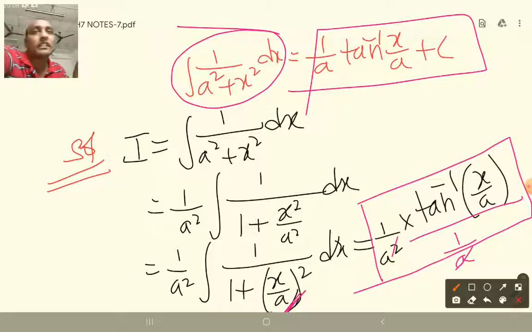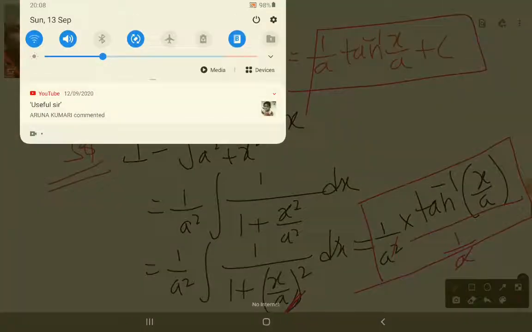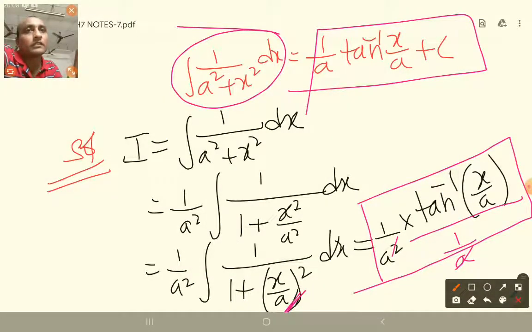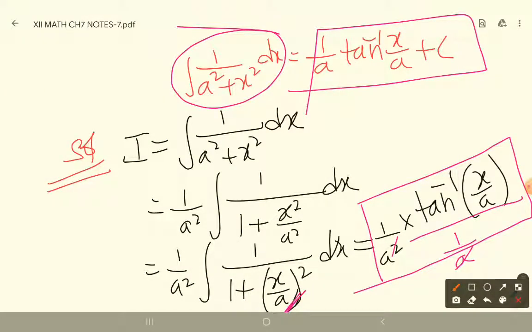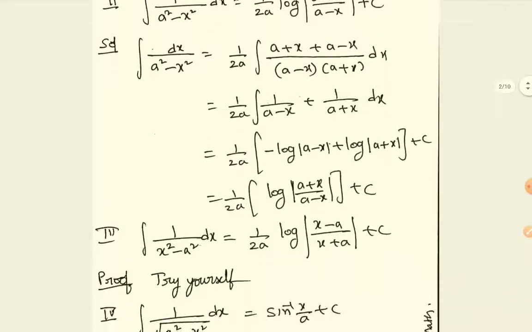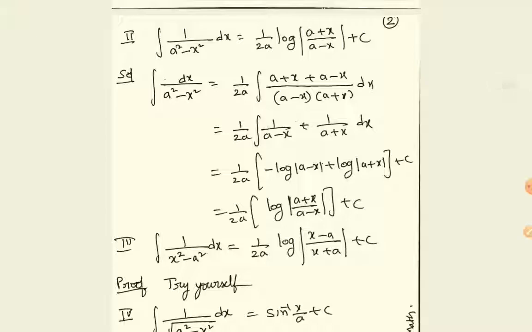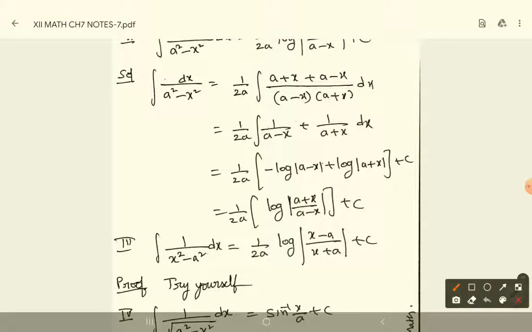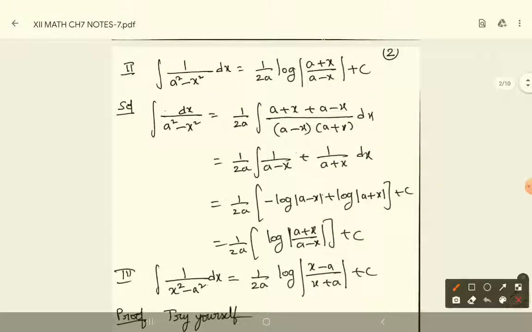Okay, next. Now the next solution is, look, integration of 1 by a square minus x square dx is equal to 1 by 2a log mod a plus x by a minus x plus c.